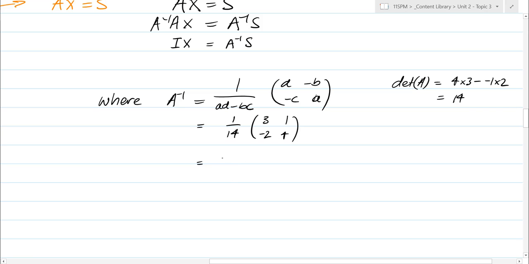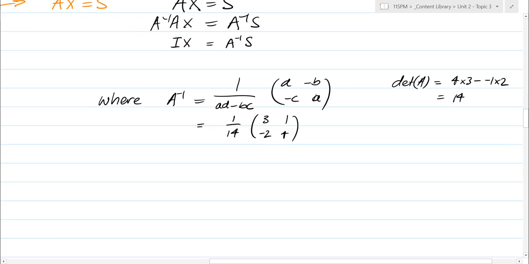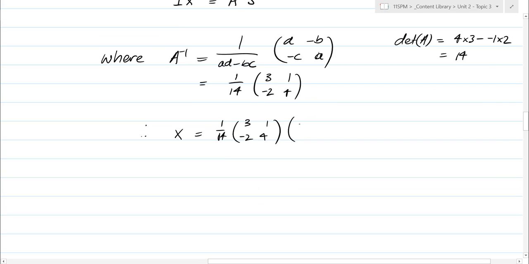what I'm going to do is I'm going to leave it like this. I might leave it in that form. I've taken that scalar out, taken that fraction out. It's actually going to make my multiplication a bit easier. So I get this then. Or actually I might just write X, because I've shown that step. X equals 1 over 14, which I will have to incorporate in a bit later, 3, 1, negative 2, 4, times the solution matrix, which was 27, 17.